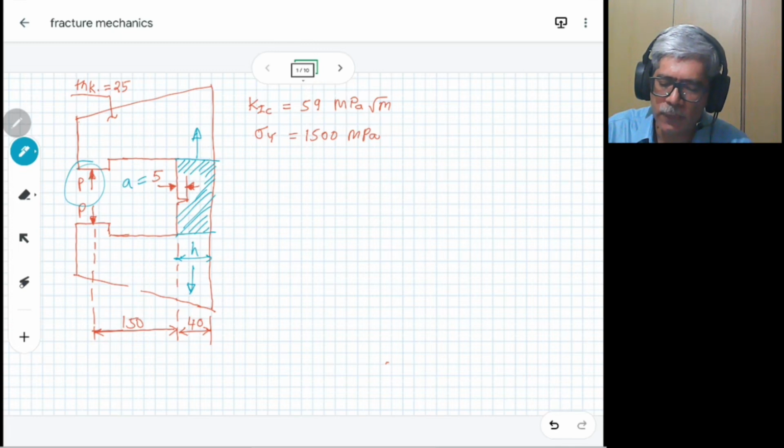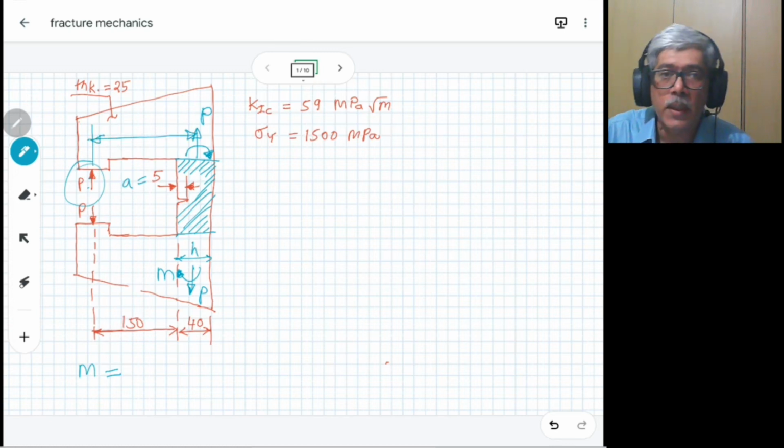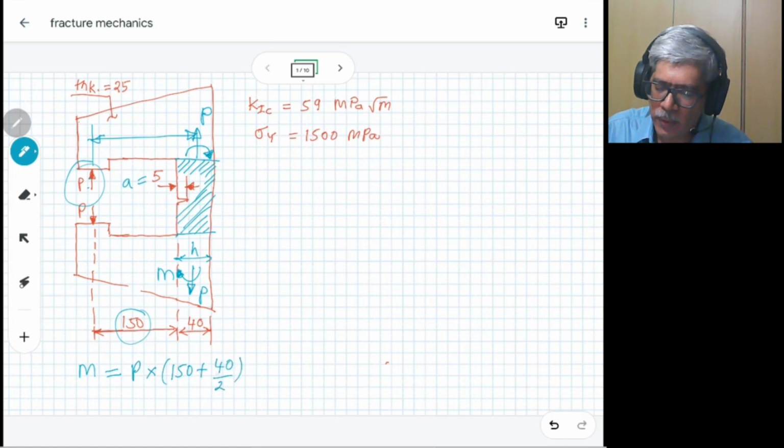So when we shift this P from this point to the other point, you will get a corresponding moment. So you will have a force and a moment. The force will be nothing but P, and the moment M would be given as the force multiplied by the distance between the centroid of the edge crack plate and the application of force. So this distance is 150. So M would be equal to P multiplied by 150 plus 40 divided by 2. So that is the center of this particular plate.